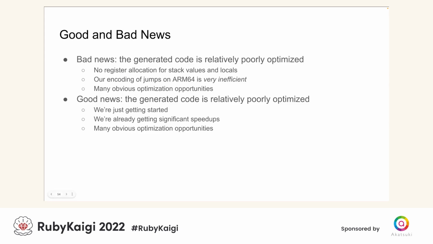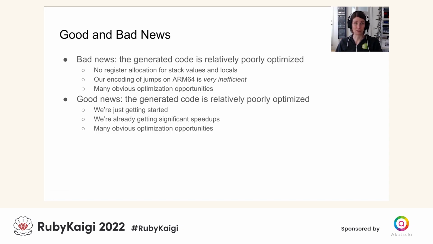So there's some good and bad news here. I would say the bad news is that the generated code is relatively poorly optimized. So there's no register allocation for stack values. Our encoding of jumps on ARM64 is very inefficient, and there's many obvious optimization opportunities.